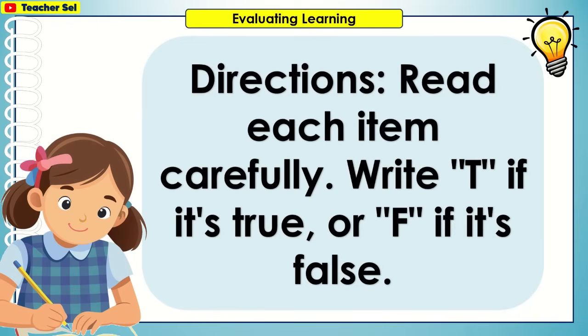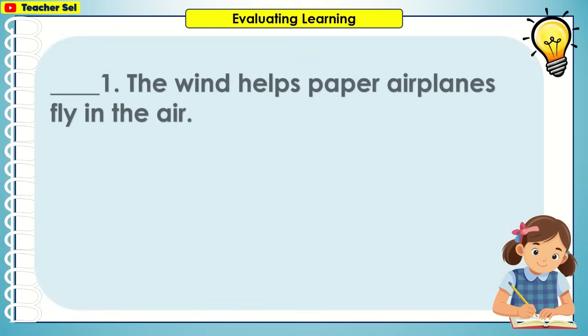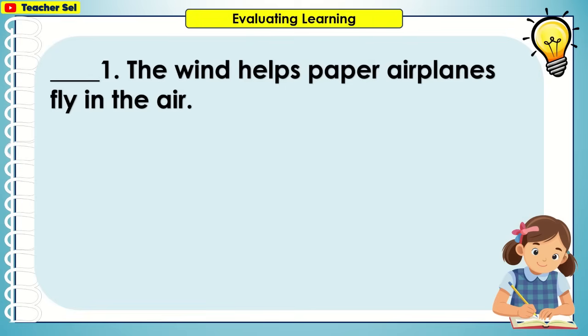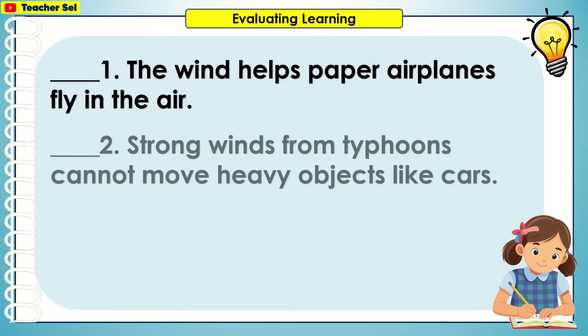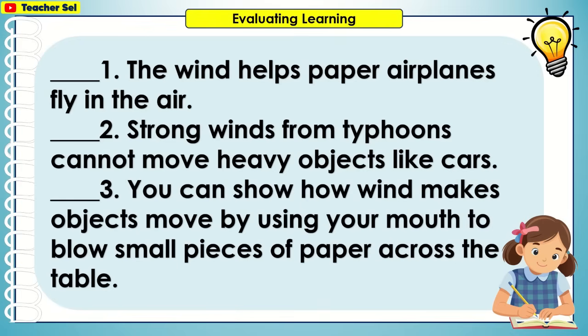Read each item carefully. Write T if it's true or F if it's false. The wind helps paper airplanes fly in the air. Strong winds from typhoons cannot move heavy objects like cars. You can show how wind makes objects move by using your mouth to blow small pieces of papers across the table. The answer for number 1 is T, 2 F, number 3 is T.